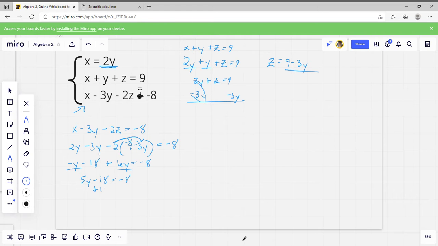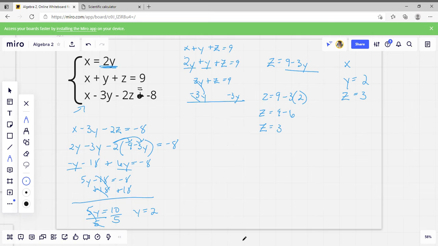Now I'm going to do plus 18 on both sides, and I get 5y equals 10, and I get y equals 2. So now I can figure out what z is. Z equals 9 minus 3 times y, which is 2. 3 times 2 is 6, so z equals 9 minus 6. 9 minus 6 would be 3, so z equals 3.